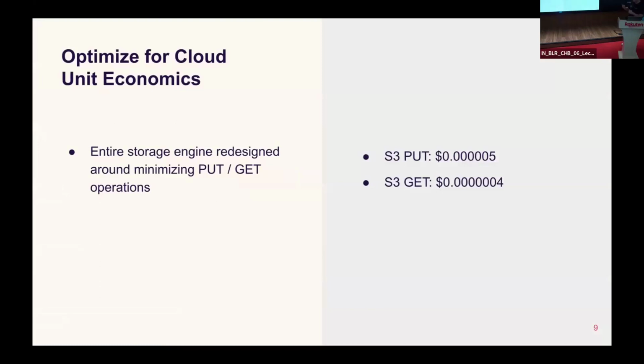I want to talk about one more thing, cloud unit economics, and then I'll get into the guts. When you're building a system on top of object storage, there's basically two numbers you need to know. One is how much you pay for a put request, and the other is how much you pay for get requests. Those are the only two numbers that matter, basically. Those look like really low numbers, but at scale, if you do hundreds and thousands of these per second, they add up. And get requests are 10 times cheaper than put requests, but still at scale, they will add up.